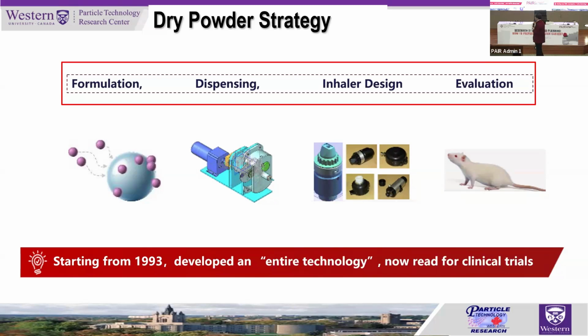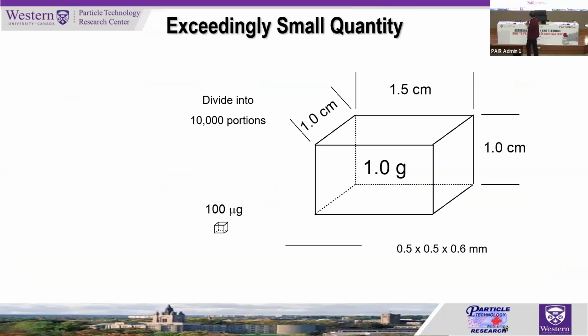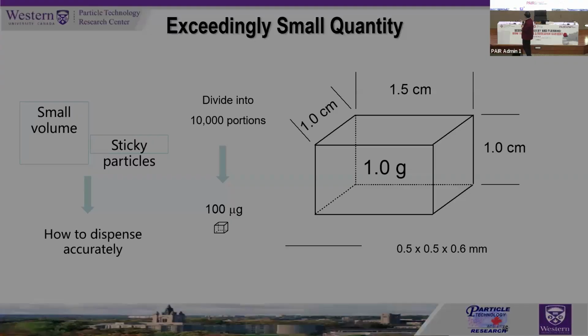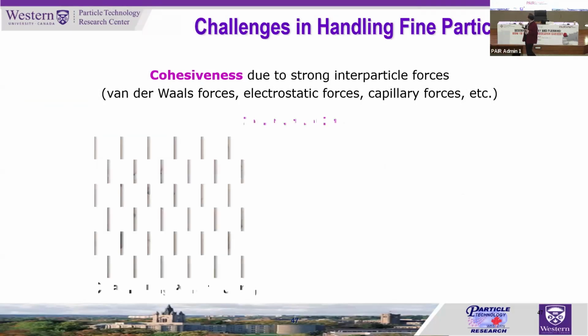This is more than 30 years ago. And then you can see that this volume of your sum, half of your sum, needs to be divided into 10,000 portions. Okay, this is your sum, divided into 10,000 portions. But the particles are very sticky, and also the volume is very small, making them very difficult to dispense accurately, to divide. So this is something we have to do.